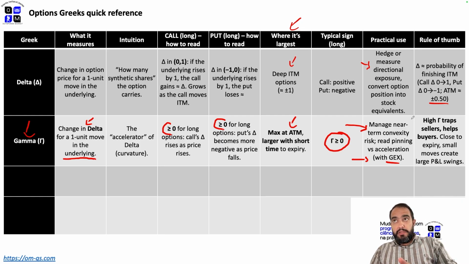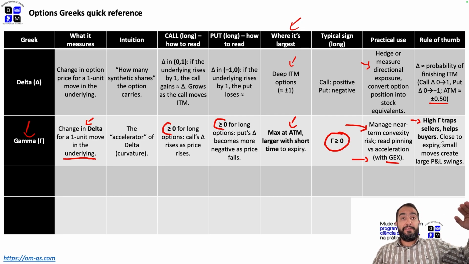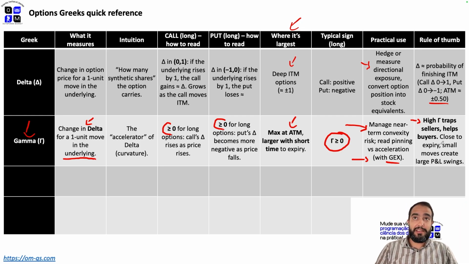The rule of thumb: a high gamma will trap the sellers and help the buyers. If you are close to the expiration, small moves are going to create a very large swing in the P&L, because any change is extremely dramatic since gamma is at its maximum at the money.